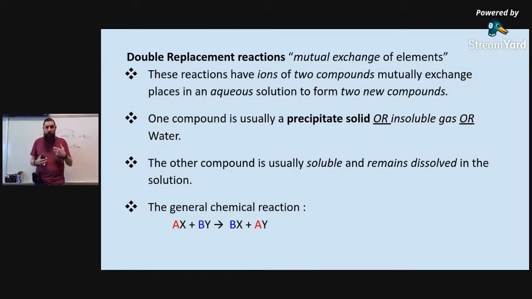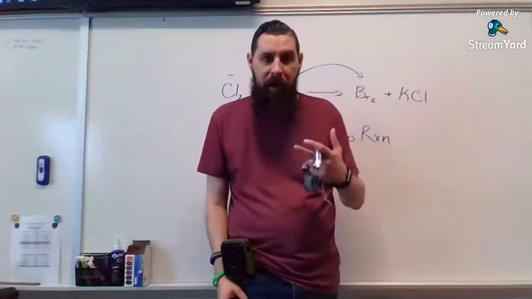Okay? So when we look at double displacement reactions, we've got this general reaction of AX plus BY yields BX plus AY. Okay? So what we're doing is we're switching out those positive components between the two substances. Okay? So let's go on and take a look at double displacement and how this works.